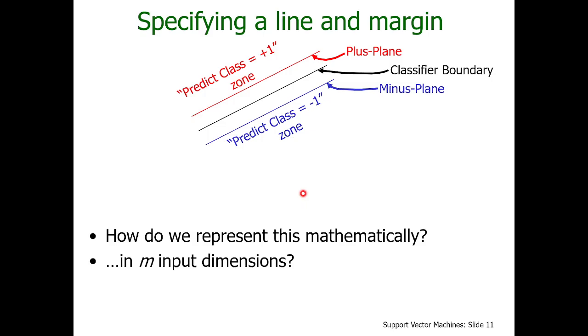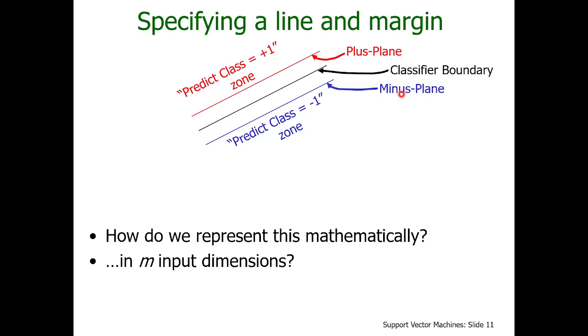In this case, we first specify a line and margin, and identify your +1 margin and -1 margin, and this is your classifier boundary. Initially this is your classifier margin, and this is your plus plane or minus plane. Even in the given best fit line, you are trying to get a margin, and that margin is also called a plane.